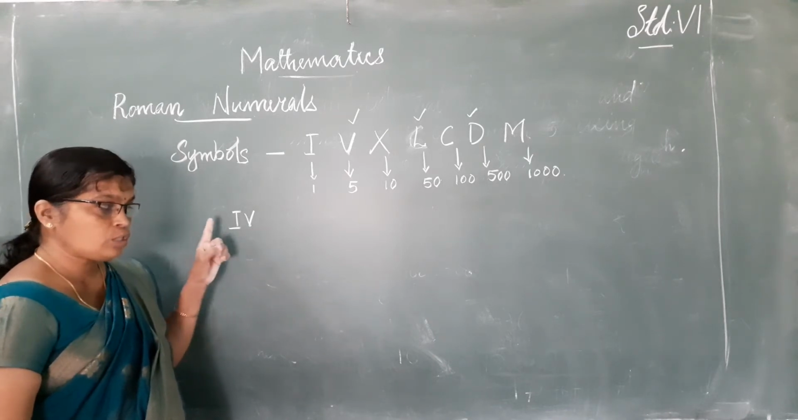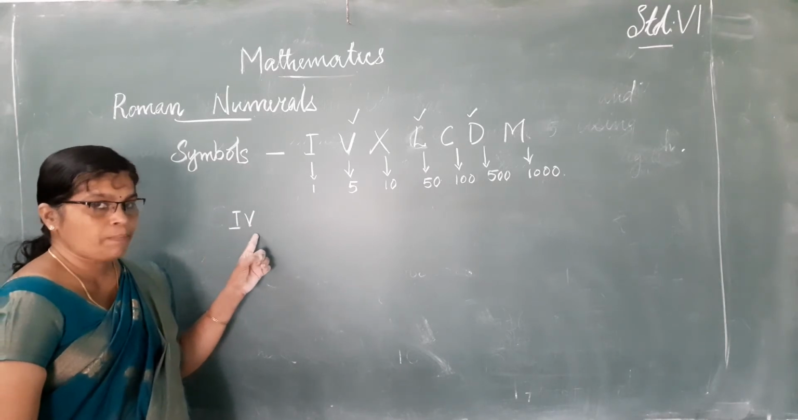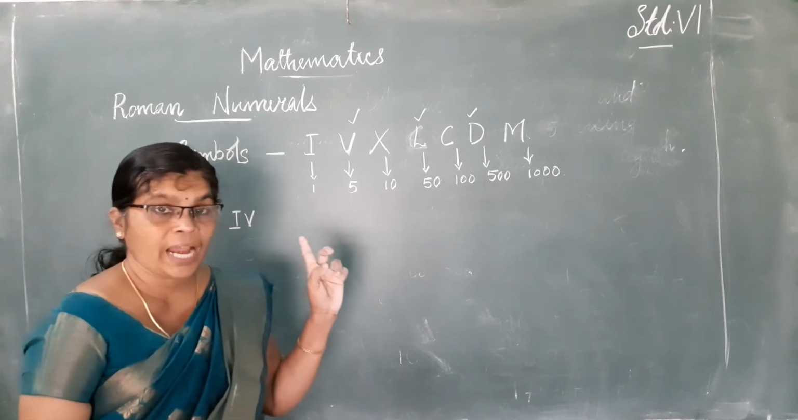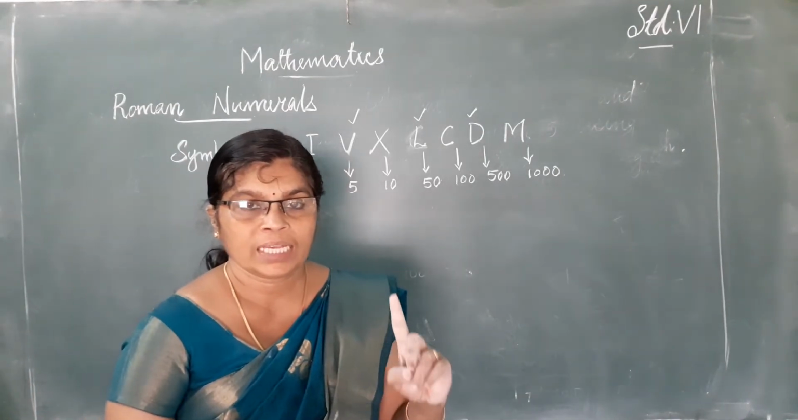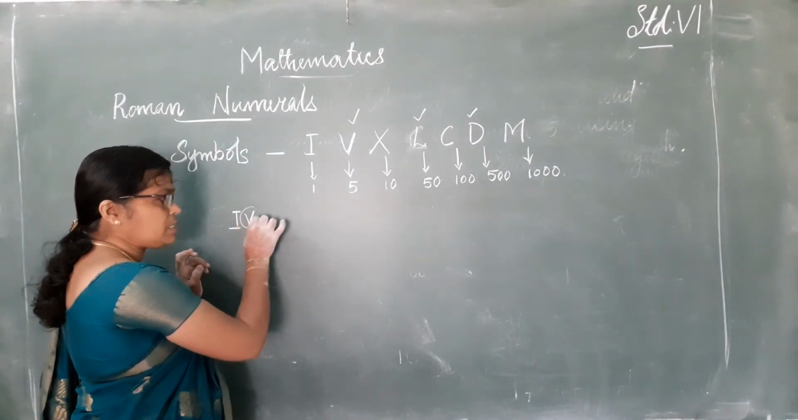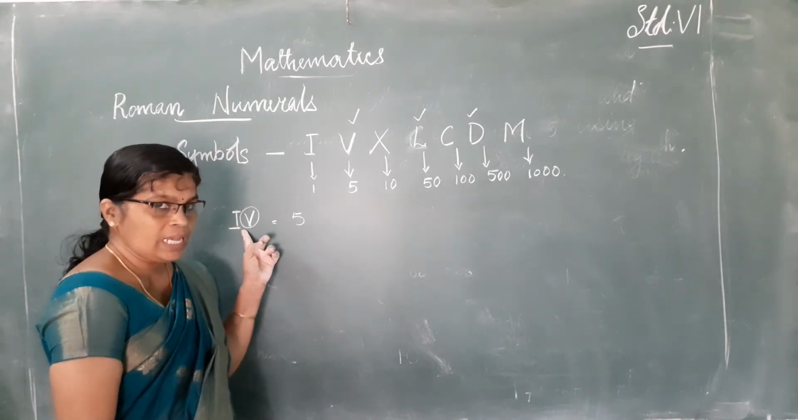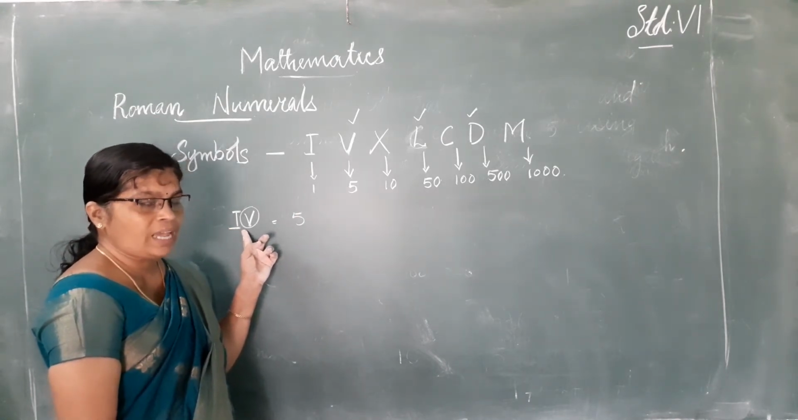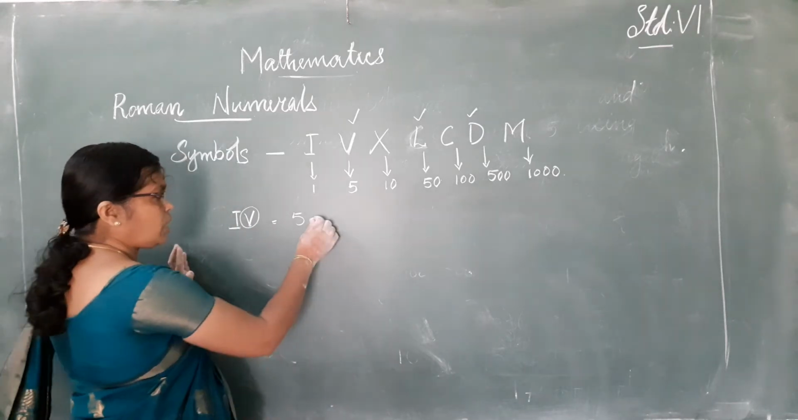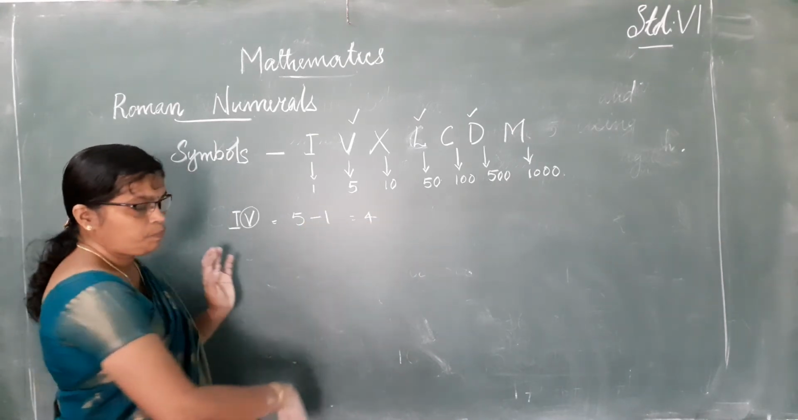And if that smaller symbol is written to the left of the greater symbol, then the value of the smaller symbol is subtracted from the value of the greater symbol. That means we subtract: the value of the greater symbol is 5 and the smaller symbol is I. I has value 1, it is less than 5, so that value gets subtracted from the greater symbol. That is 5 minus 1, it will be 4.